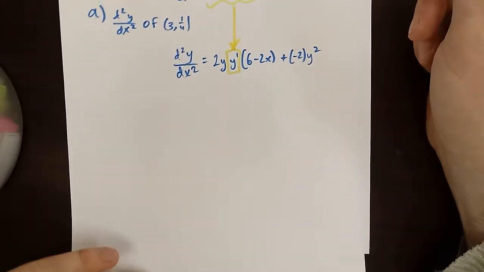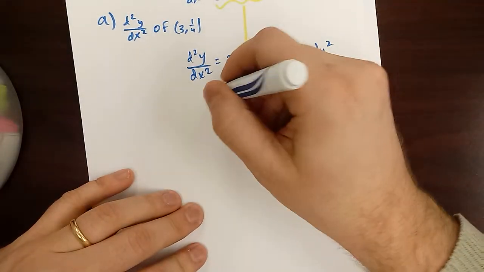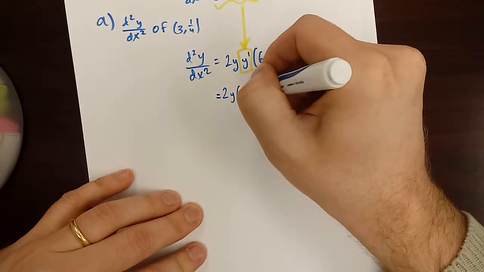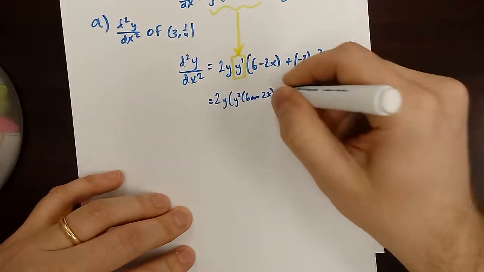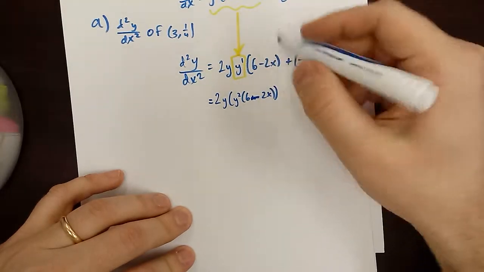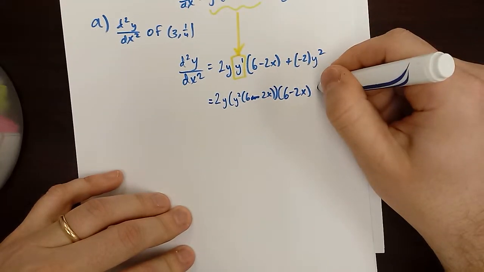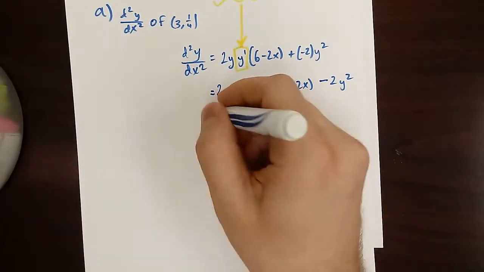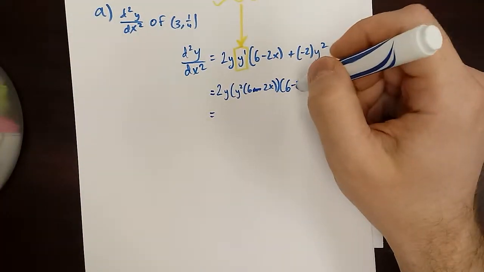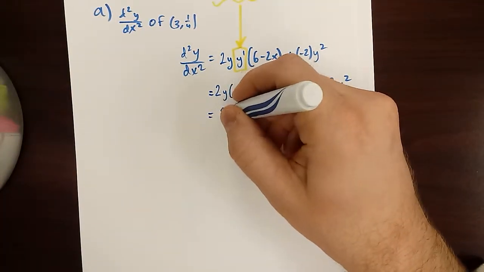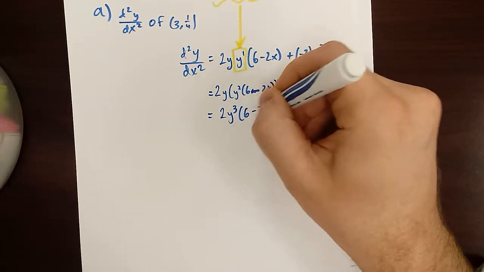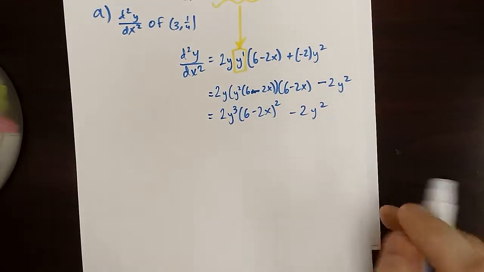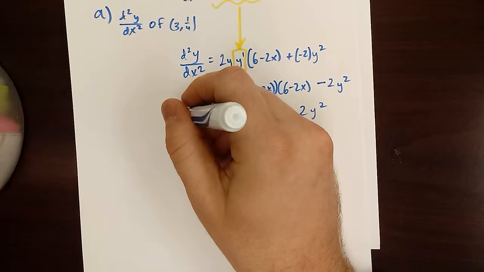So I am going to have to squeeze this in a little bit. I'm going to say 2y squared times 6 minus 2x. That's that. Then we got our 6 minus 2x, then we got our minus 2y squared. Okay, so I'm going to clean this up a little bit. The 2y squared, I could write as 2y cubed, and then I could write this 6 minus 2x. Since there are two of them, I could put the squared on that. Minus 2y squared. And yeah, we could do more algebra, but I'm lazy.